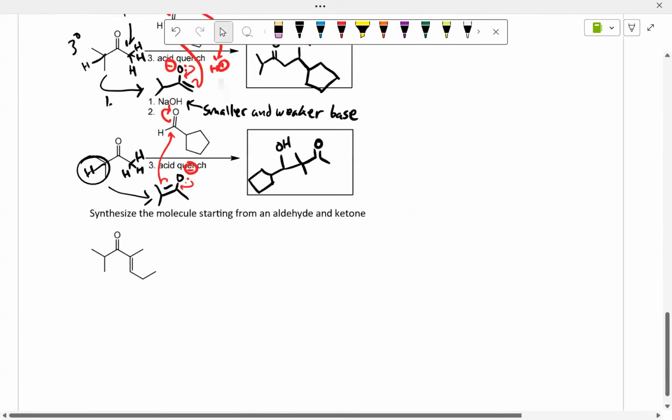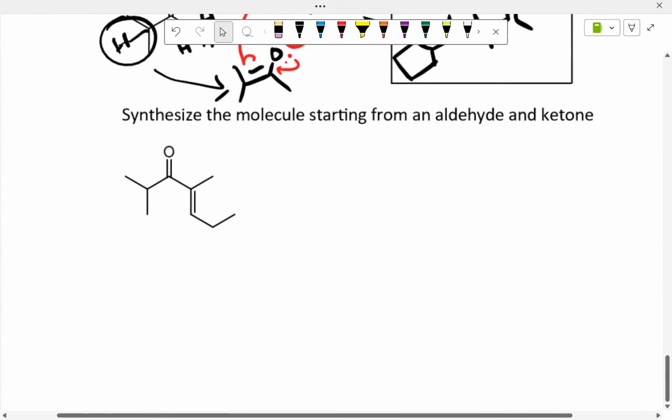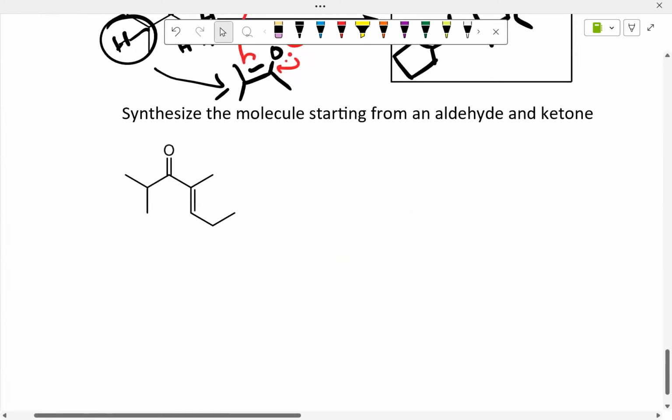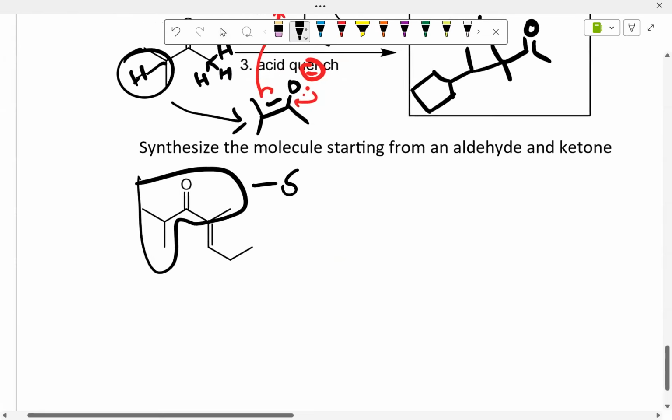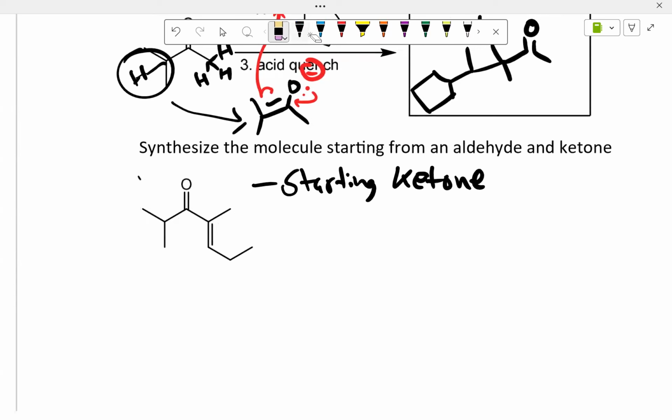All right, last one. We need to synthesize the starting molecule from an aldehyde and ketone. So that's going to be using the enolate reaction since we're in that chapter. And first, let's figure out where's the aldehyde and where's the ketone to start. So here we already have a ketone. If we already have a ketone, this is going to be our starting ketone. Because it wouldn't make sense for that to be the starting aldehyde.